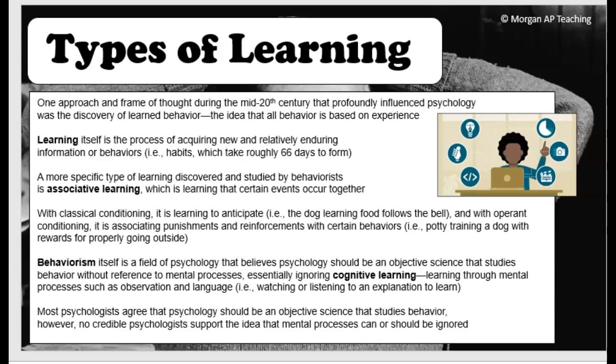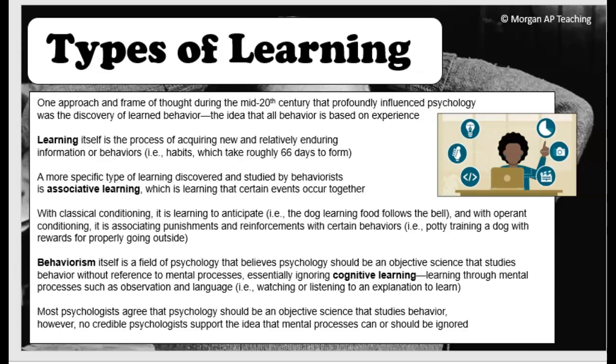A more specific type of learning discovered is associative learning, which is learning that certain events occur together. So, for example, my son knows that he gets up, he has to have a diaper change, and then he gets his milk. He knows that those events occur together. So if I'm taking a little bit too long changing him in the morning, he gets annoyed because he's like, yo, next event is milk. I want my milk. So the idea of associative learning is that one thing follows the other.